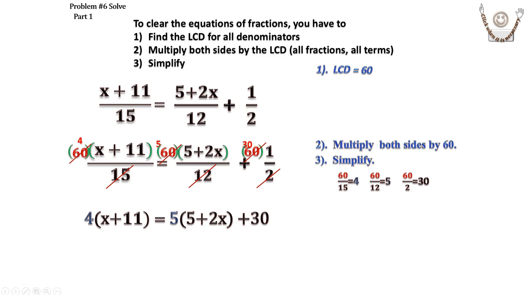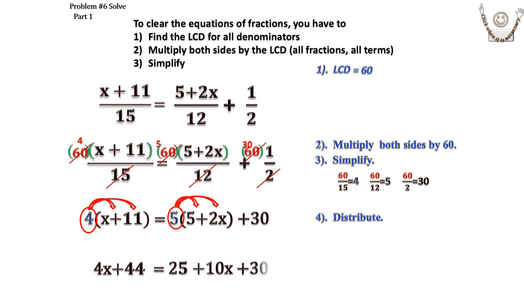Now we have to remove parentheses using the distributive property. So it will be positive 4 times positive 1x, positive 4 times positive 11. And it will be 4x and positive 44. Then positive 5 times positive 5 will be positive 25, and 5 times positive 2x will be just positive 10x. And 30 we have to keep.